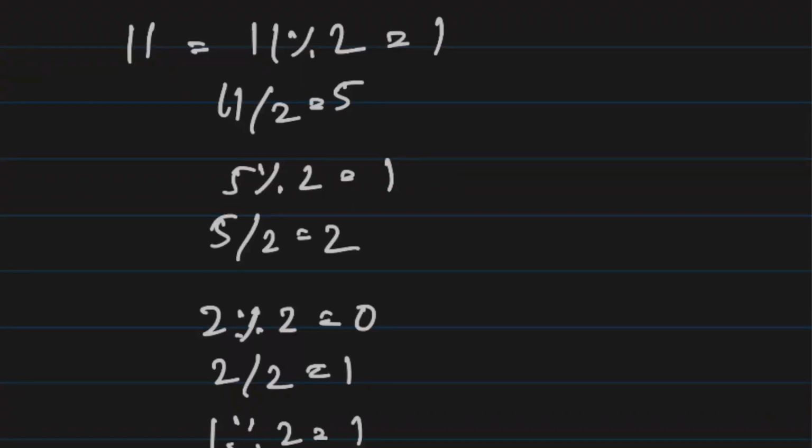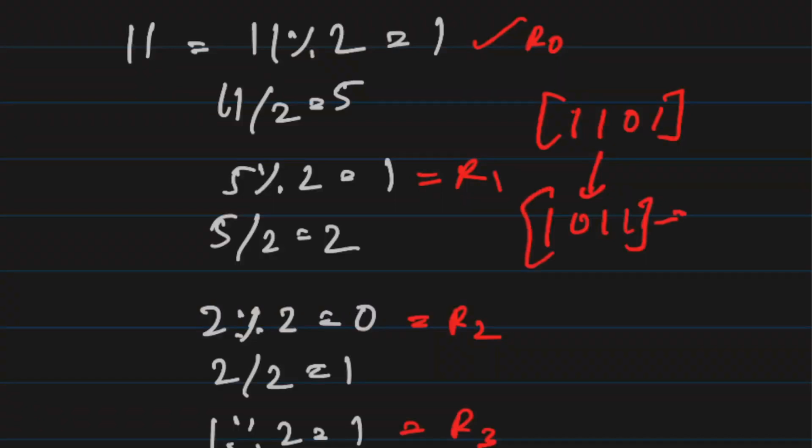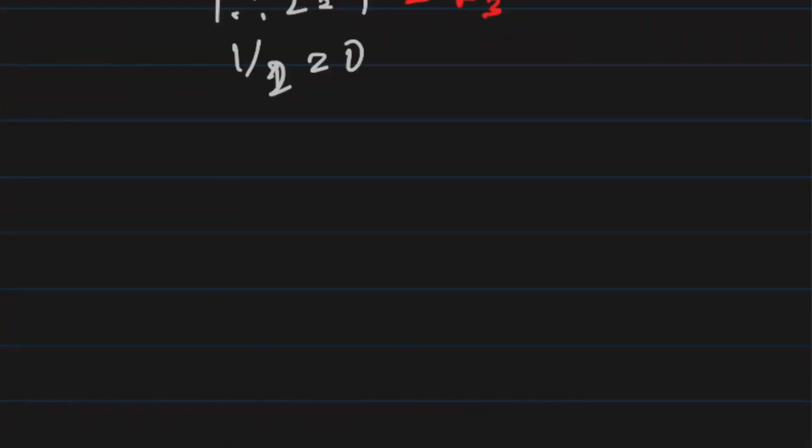So now we are finished. So if you see, this is our R0, this is our R1, this is our R2, this is our R3. So if I put this together, you can say 1, 1, 0, 1, right? Now after that you have to reverse it, right? After reversing, it's going to be 1011. So this is the binary representation of 11, right?